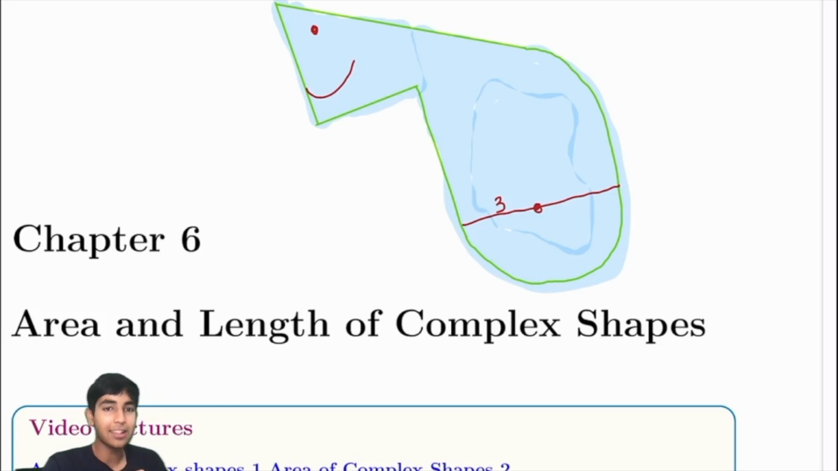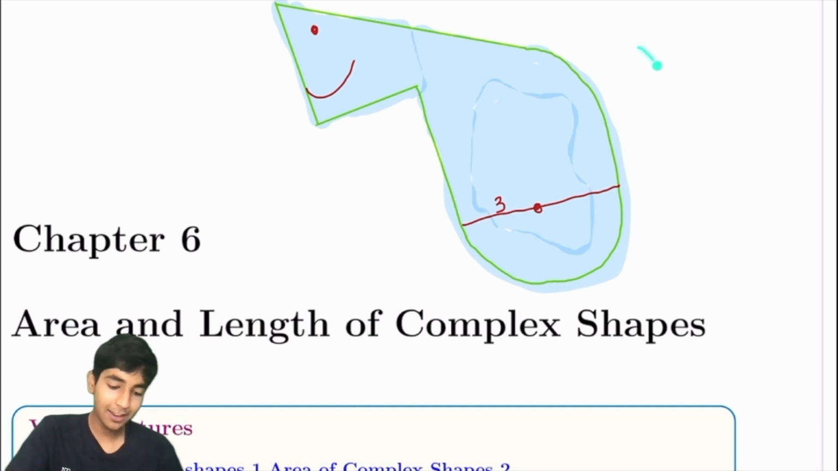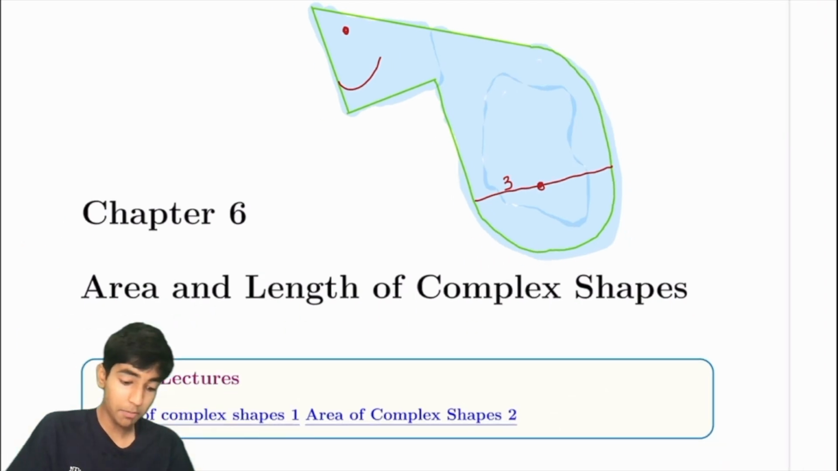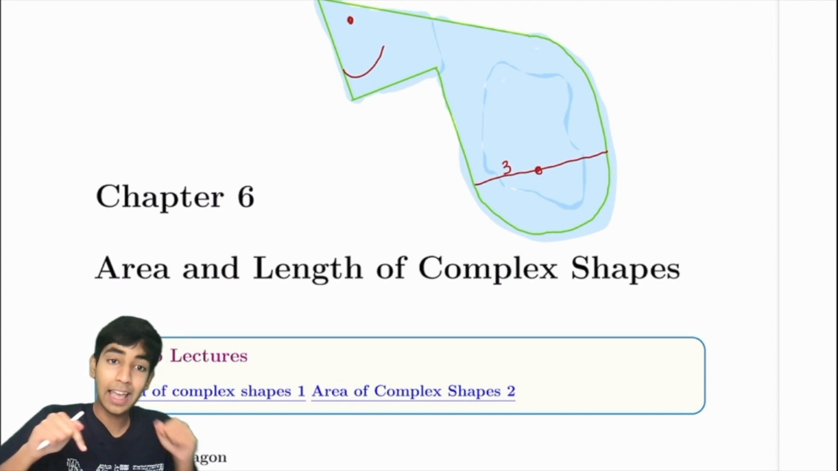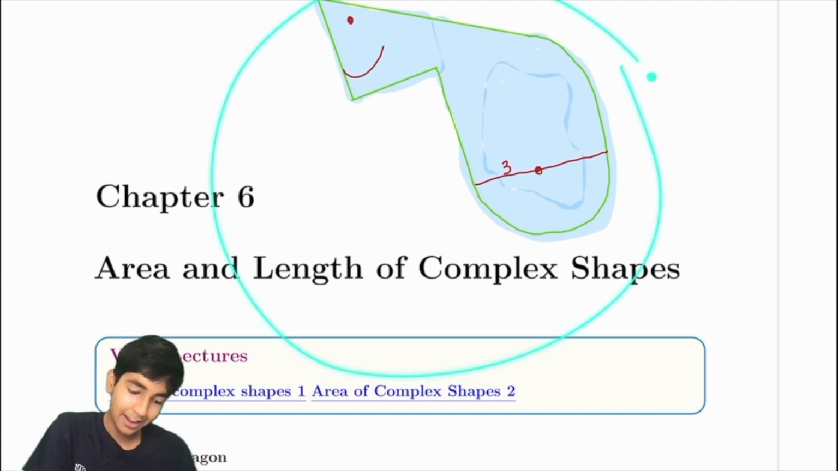Shapes aren't always as simple as triangles and squares. Sometimes they can be complicated, like this shape over here. And finding the area and length, there's no formula for that. It requires ingenuity and some problem solving to figure it out. And we're going to learn some techniques to make finding area and lengths of complex shapes much easier, like finding the area of this shape.